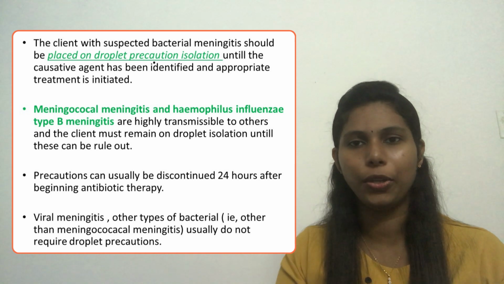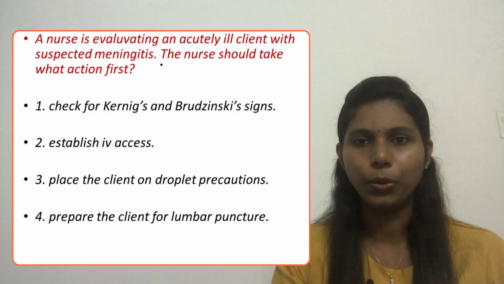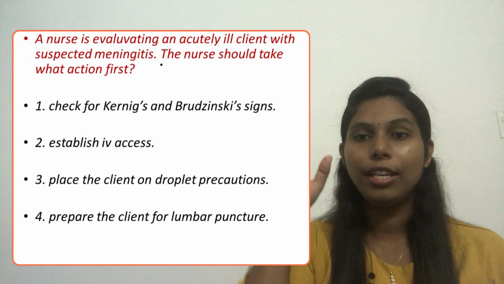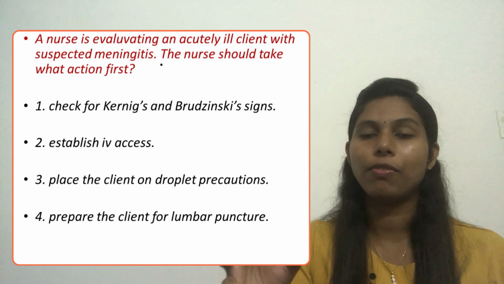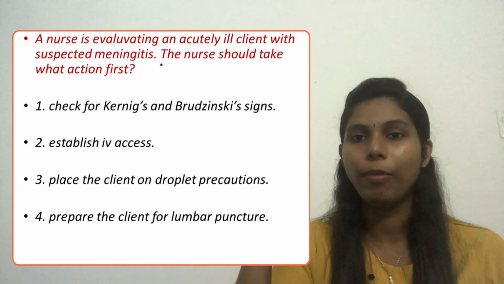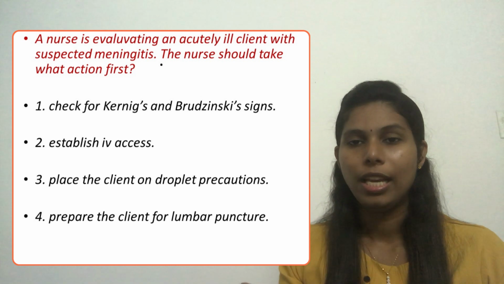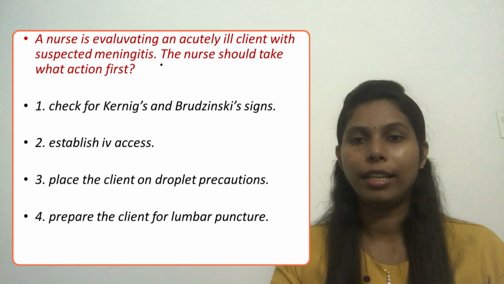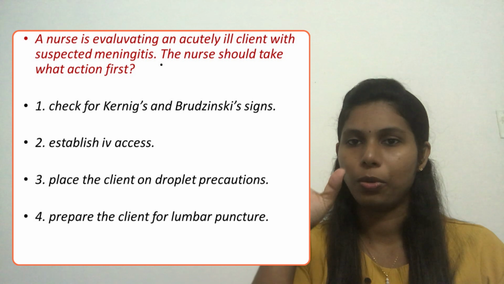I hope it's clear to you. So all the other three options we also have to do, but the initial or primary intervention that the nurse should carry out if she suspects a client has meningitis is the droplet precaution.